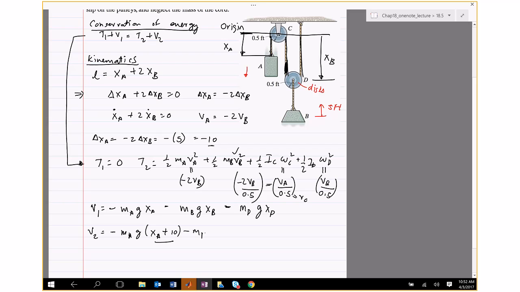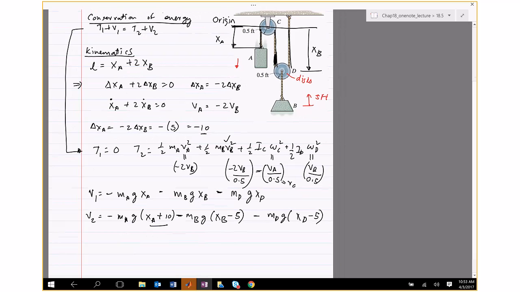Similarly, it's going to be MBG. Block B moves 5 upwards, so the net distance is XB minus 5, but there's a negative sign because it's again downwards compared to the datum. And then finally, MDG times XD minus 5, because point D and point B have the same distance moved, which is 5, so that's negative. All that is left is to put V1, V2, T1, T2 in the energy expression and solve for velocity. I'll finish this and post it later today.